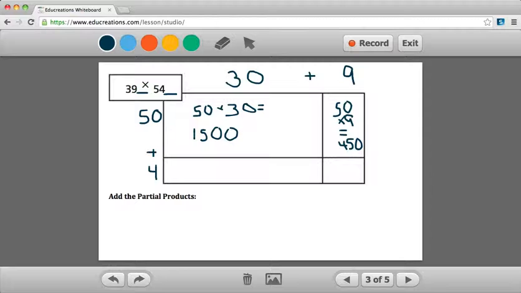Next, we come over and we take 30, bring it all the way down, and it comes up with 4 right here. So we're going to have 30 times 4, which is equal to, well, we know that 3 times 4 is equal to what? 12. How many zeros are there? 1, so add the 1.